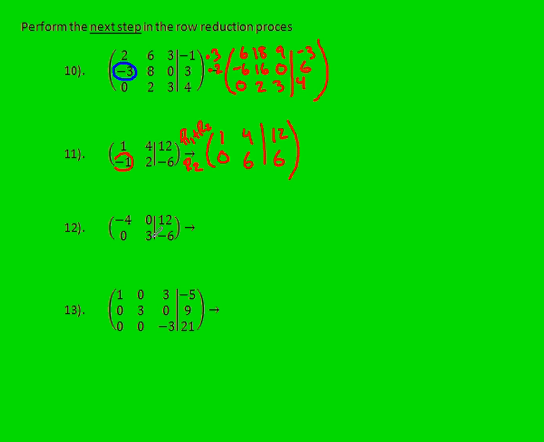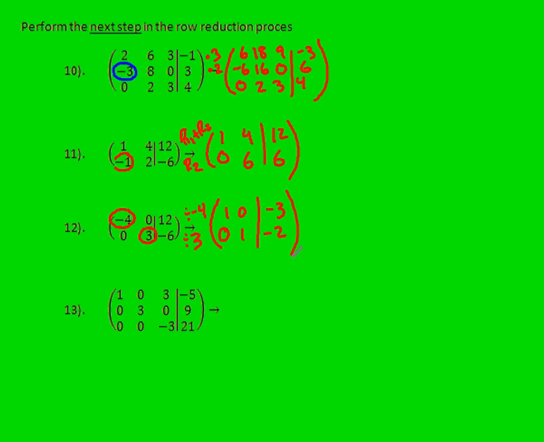Number 12, we're in the very last step because we're in reduced row echelon form if I can just turn these into 1s. So to do that, I'm going to divide the top row by -4 to make it a 1, and the bottom row by 3 to make it a 1. So the bottom row will be 0, 1, -2 now, and the top row will be 1, 0, -3.